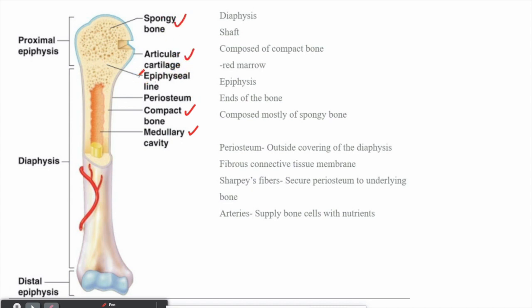The two things that are left are the epiphyseal line or the epiphyseal plate. That is called the growth plate. You can see it here. You see spongy, spongy, spongy, spongy, and then you see a kind of line here. That's called the epiphyseal plate, and that's where your growth plate is located. Your bones are going to grow from the ends, out.